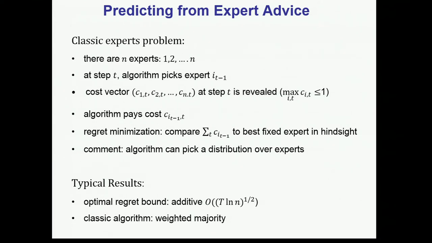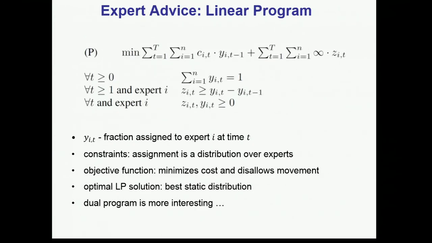This is another approach to online problems. It's used very prominently in online learning, in machine learning, in many settings. Let me just tell you how this is connected to what we've seen with paging. First of all, there's no real difference here between fractional and integral. Integral would be pick one expert, fractional, define a probability distribution over the experts. So here's a not very exciting LP for the expert problem. It's modeled similarly to the paging problem, where movement cost is infinity. So essentially the optimal solution of this LP is just the static best expert.